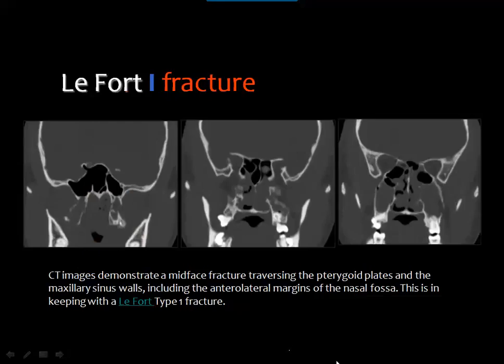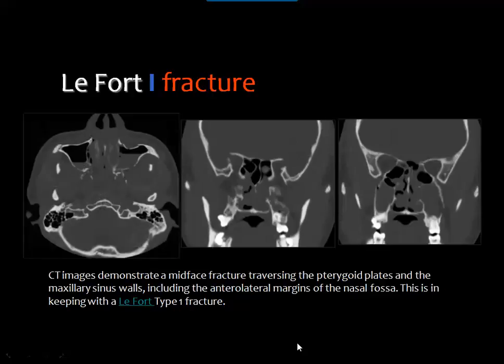And this is also another example. You see the pterygoid blades are fractured, and you see the fracture line passing above the hard palate, and it's known as the floating palate type, and here the fracture will involve the root of the maxillary antra on both sides. And this is known as the Lefort type 1 fracture.